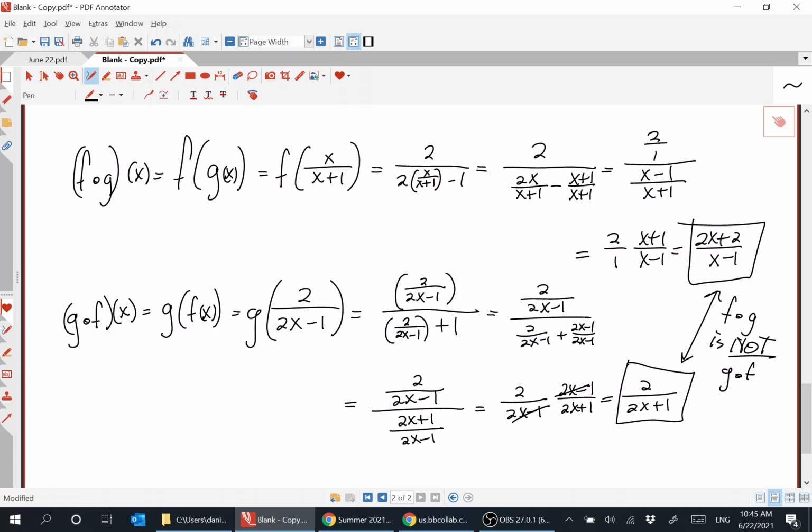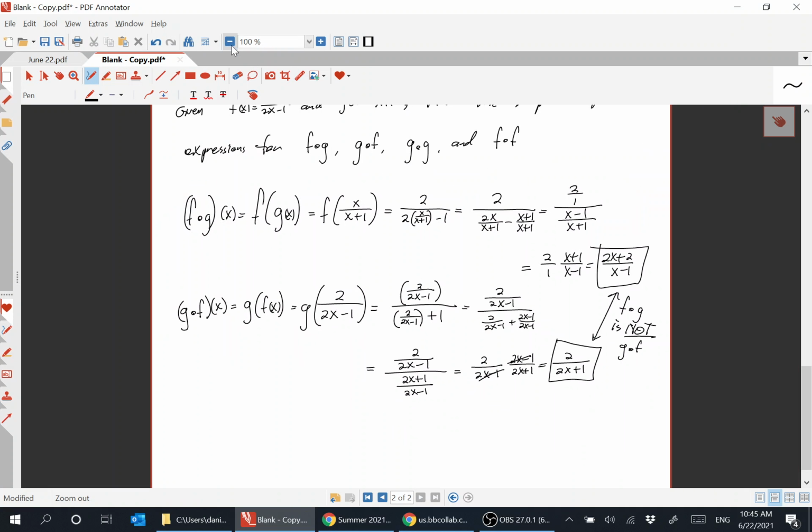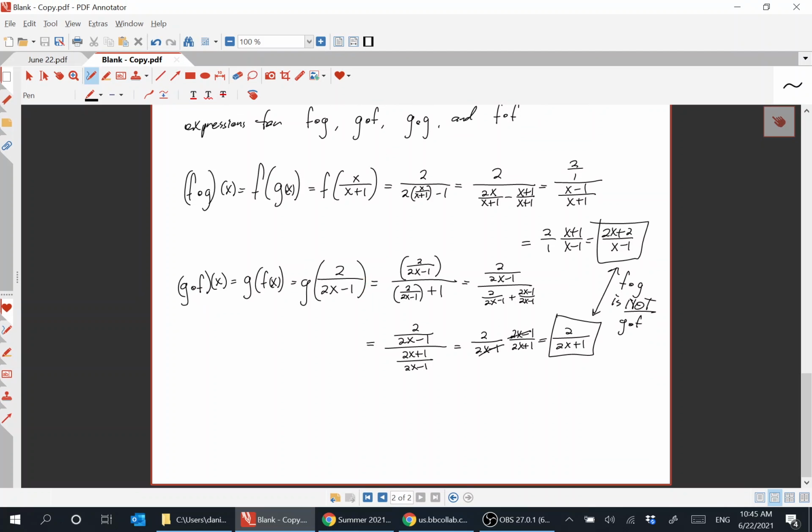I mean, in rare instances, they might be. Very rare instances, but in general, they're just not the same thing. I mean, as you can see, they're quite different here. All right. So that was f following g and g following f. We could also do f following f.